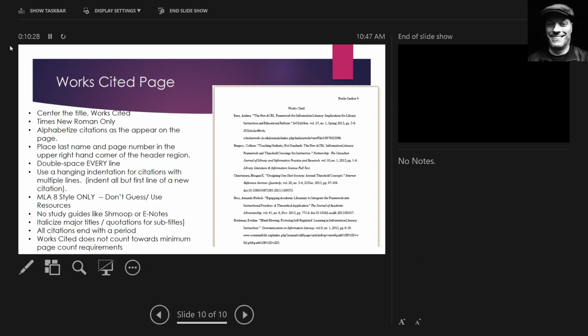In terms of source material, don't use study guides or Wikipedia or other encyclopedias. Guides like Shmoop or eNotes or any of those kinds of things are not appropriate academic sources. Remember to italicize major titles and put quotations or place subtitles like chapter titles or poems in a collection in quotation marks. Major titles, again, are italicized. Subtitles are in quotation marks. All citations end with a period. So no matter what's going on at the end of your citation, you must end a citation with a period. The works cited page does not count towards minimum page count requirements.